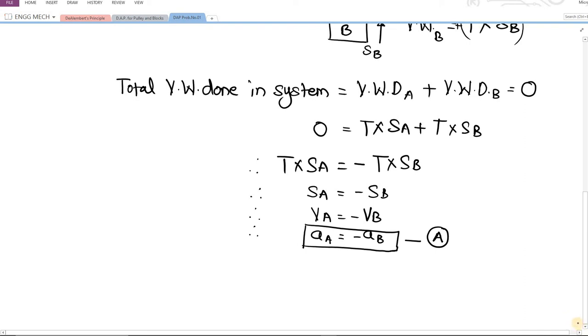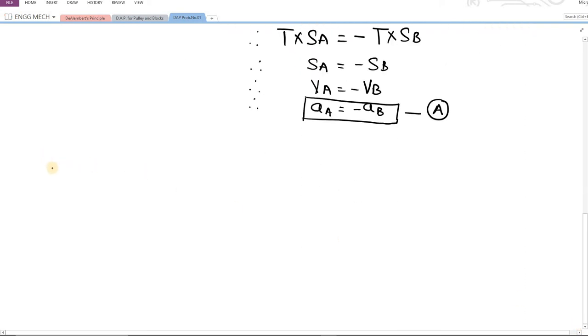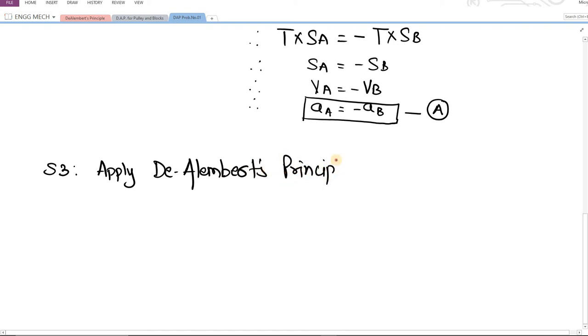Now let's move to the next step, that is the actual application of D'Alembert's principle. So let's go to step number 3, which is apply D'Alembert's principle. In order to apply D'Alembert's principle, we will need the FBD of each block. Now let's try to draw the FBD of block A.